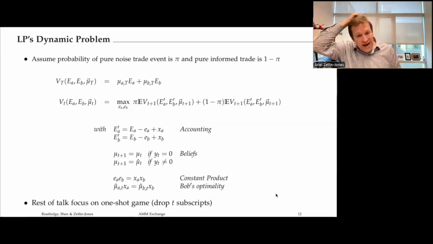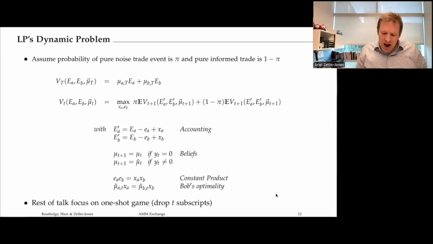Now, what is the dynamic program we write down? I had this probability of news or no news. That's just pi or 1 minus pi. We have a finite horizon dynamic programming problem. In the last period of the game, our market maker has some tokens A and B, and they have some beliefs about the value of the tokens. They're risk neutral, so what is their payoff? They just get to eat the tokens. They get the expected value of these tokens.